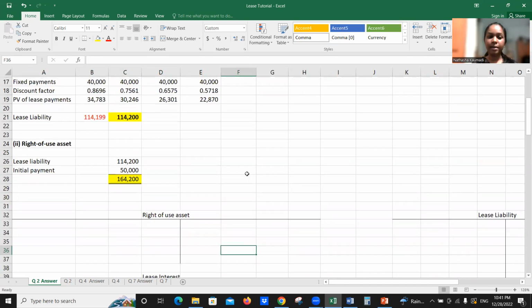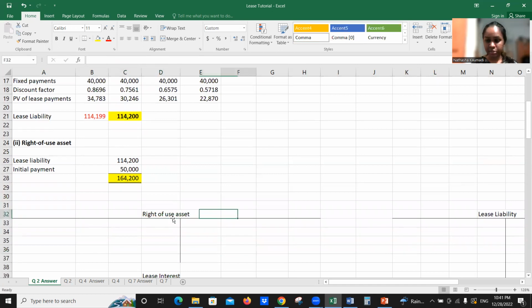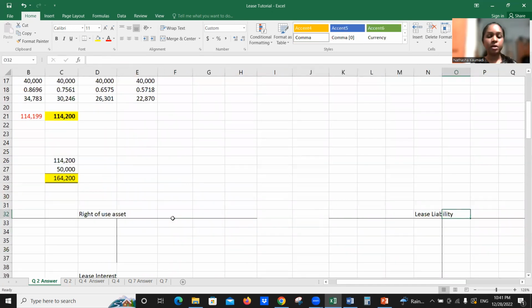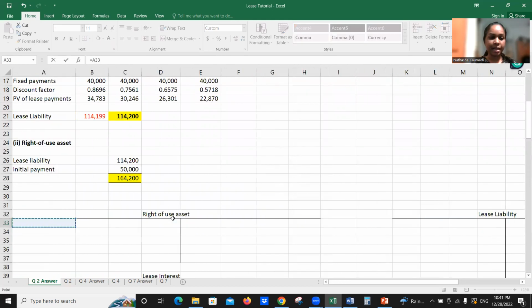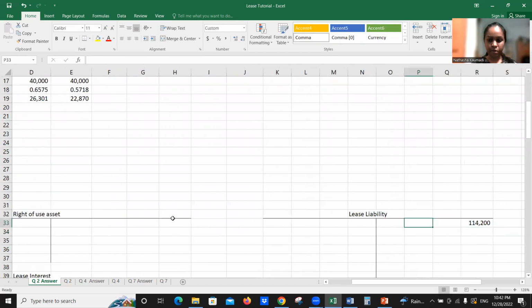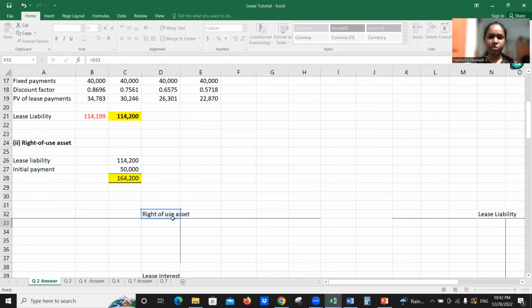For now I need the right of use asset ledger account and the lease liability. In the lease liability, I'm putting this value. Lease liability credited by 114,200. What should I write? I can write it as right of use asset.